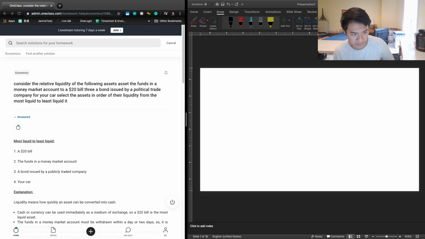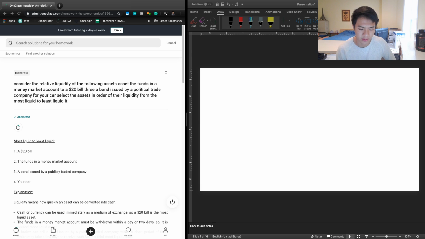The first question asks us to consider the relative liquidity of the following assets. The question is written a little bit poorly, but I believe it says: consider the relative liquidity of the following assets. Number one is the funds in a money market account. Number two, a $20 bill. Three, a bond issued by a publicly traded company. Four, your car. Select the assets in order of their liquidity from the most liquid to the least liquid.